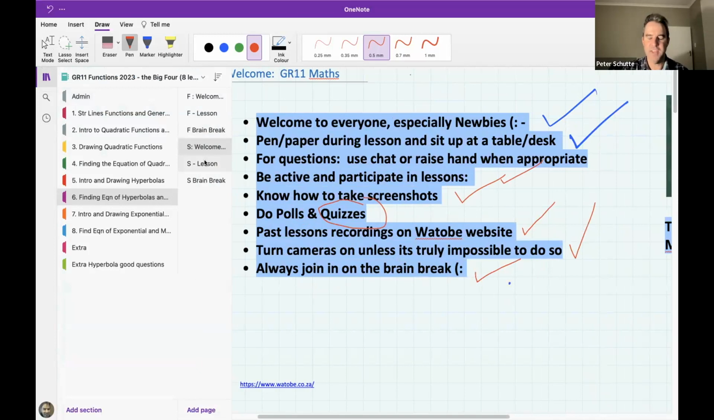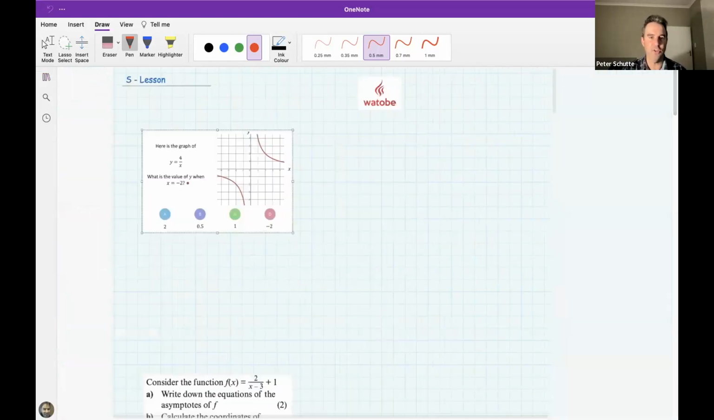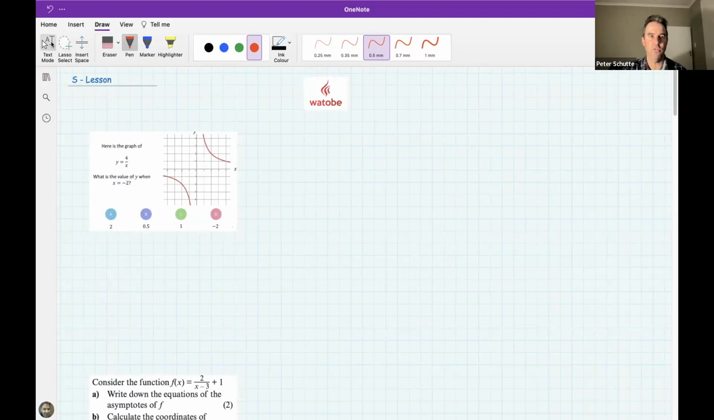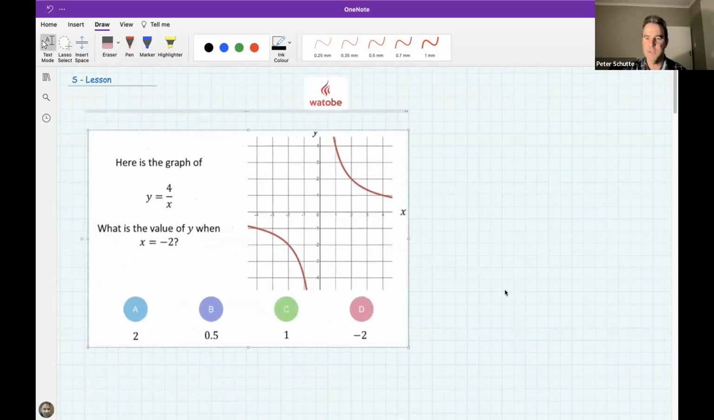Okay, so second lesson on hyperbolas. Let's start. You know, I love a good multiple choice question. I confess, I do enjoy them. So let's see if you can figure out for me, here is a graph of y equals 4 over x. What is the value of y when x is minus 2? See if you can get me the answer to this.